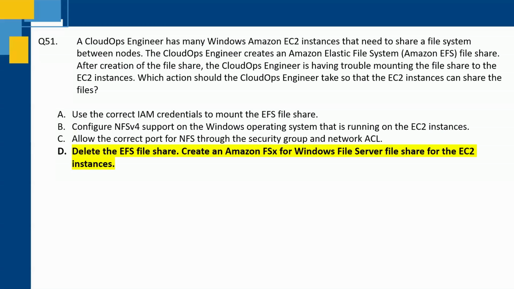Option A talks about IAM, which is not involved in mounting. EFS uses NFS network access, not IAM credentials. While Windows has optional NFS client features, AWS does not support EFS with Windows EC2 instances via NFS, making option B the incorrect choice. Now option C is required for Linux EC2 instances mounting EFS, but Windows still won't be able to use EFS properly. Let's look at question number 52 of the series.